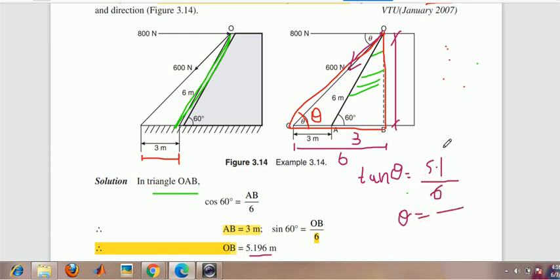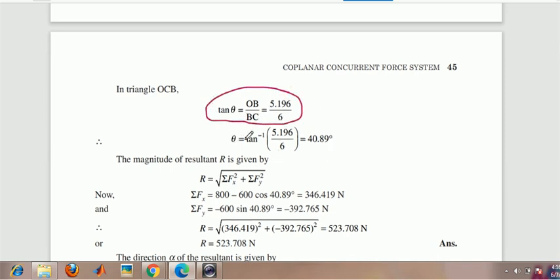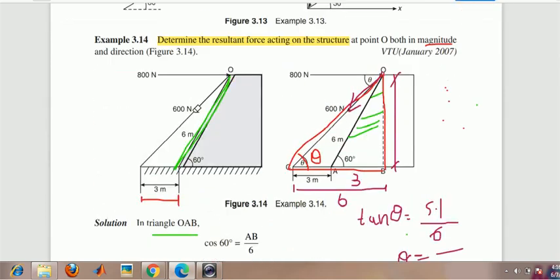So theta is the actual inclination of this inclined force. You can observe here theta is equal to 5.1 divided by 6. By simplifying you will obtain the inclination. Now after this comes the common procedure. You have to find the resultant by resolving the inclined forces and adding all the horizontal forces. You can observe in the figure.